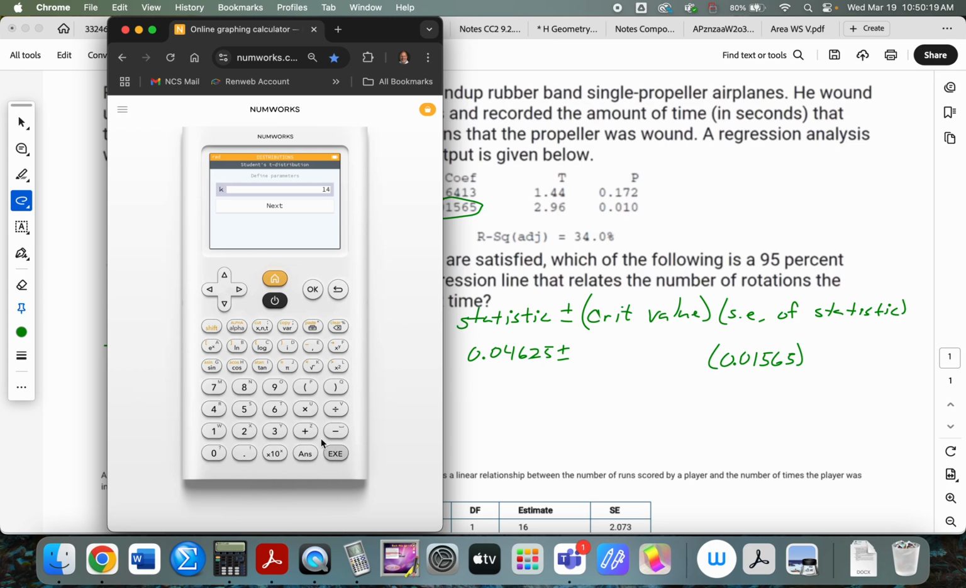Is a student's t always minus 2 for the degrees of freedom? No. For slope, it's minus 2. And on the test, it was minus 1, because it's a mean.